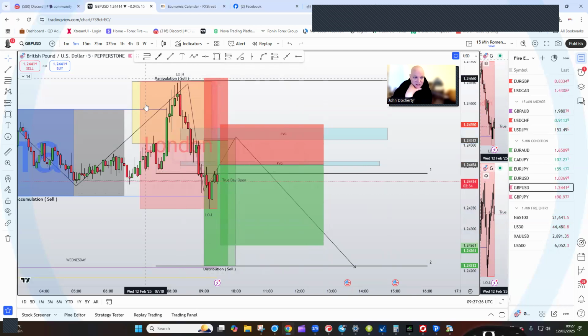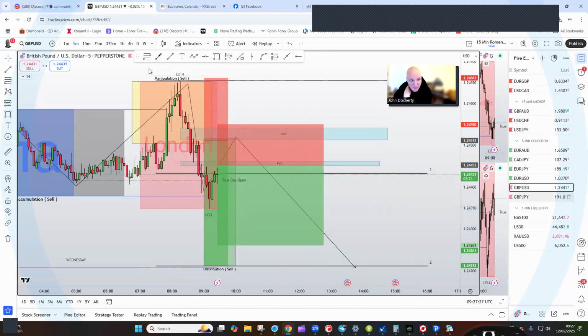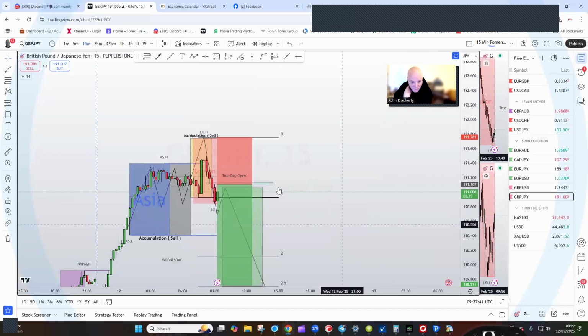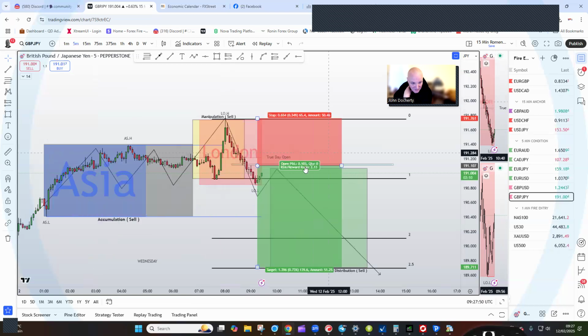So we could be waiting for a tap into this as well. Let's have a look. That's about a 1 to 2 there, to be fair. The GBP JPY, 15 minutes. We're going up into, we're waiting for a touch to come back into this. Again, this is a huge SL though. It's around about 65 pip SL, to be fair.